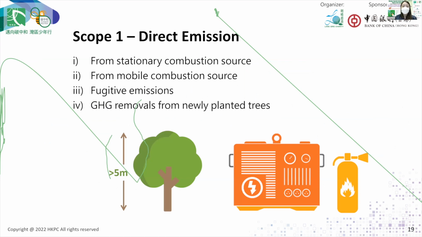Scope 1 refers to direct greenhouse gas emissions. It usually comes from four parts. The first one is stationary combustion, and the second one is the mobile combustion source. And then we also get some fugitive emissions and greenhouse gas removals from newly planted trees, and the trees have to be grown more than 5 meters. I will go through it one by one.